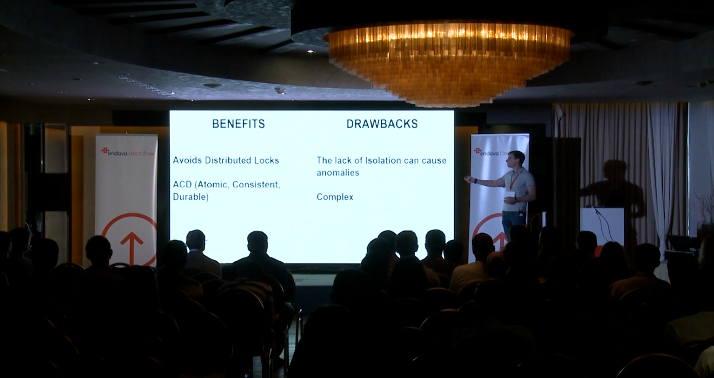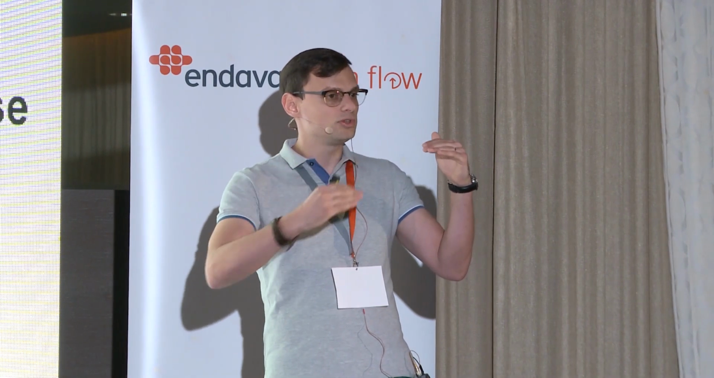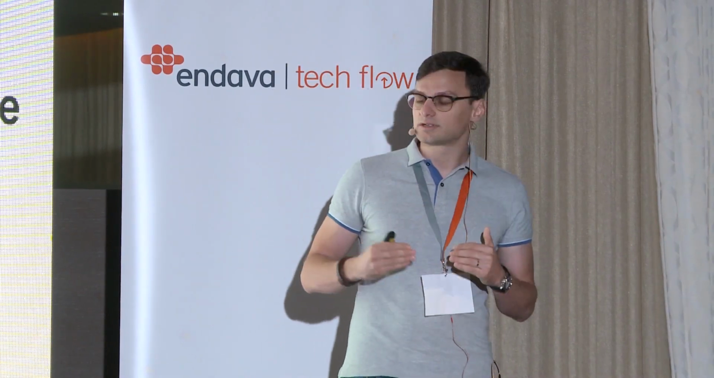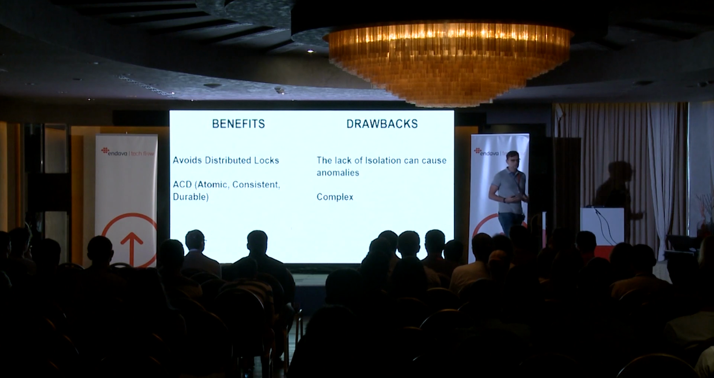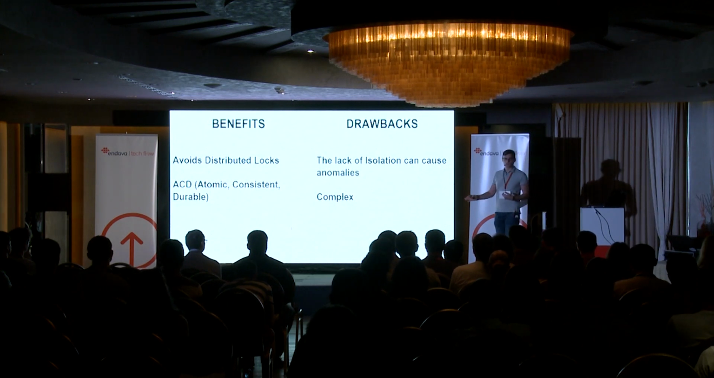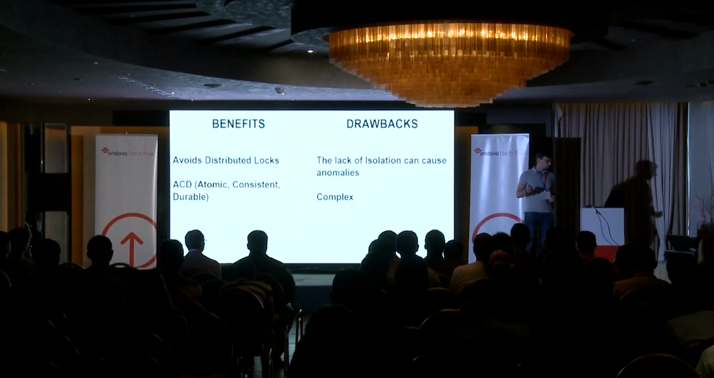But the lack of isolation can cause anomalies. So if between T1 and T2 you get a T4, you need to decide what to do. And handling these cases and all the different orders that messages come in can introduce complexity. So this is a pattern that I basically have at the bottom of my toolbox. We haven't used it in production code yet. We managed to handle failure using the other easier patterns, but it is a good pattern to know.